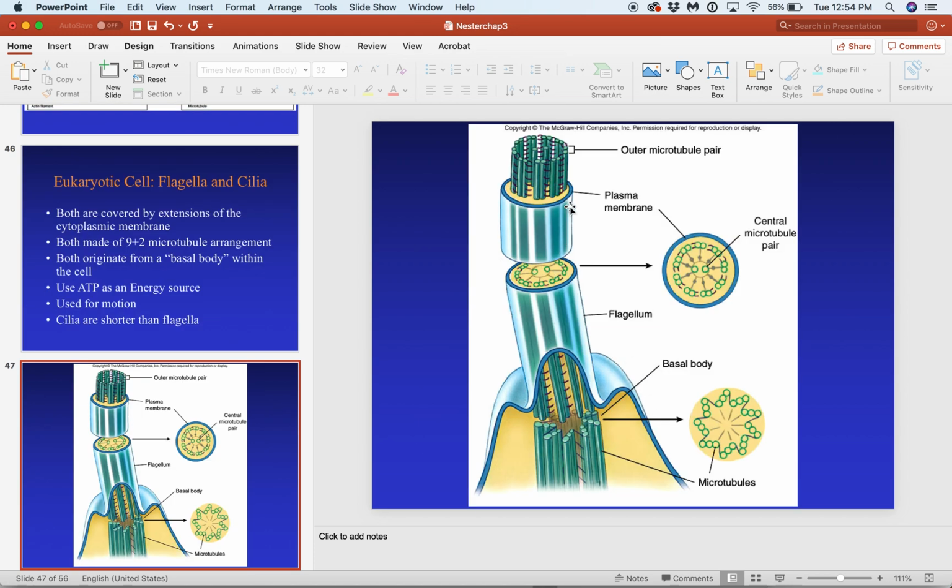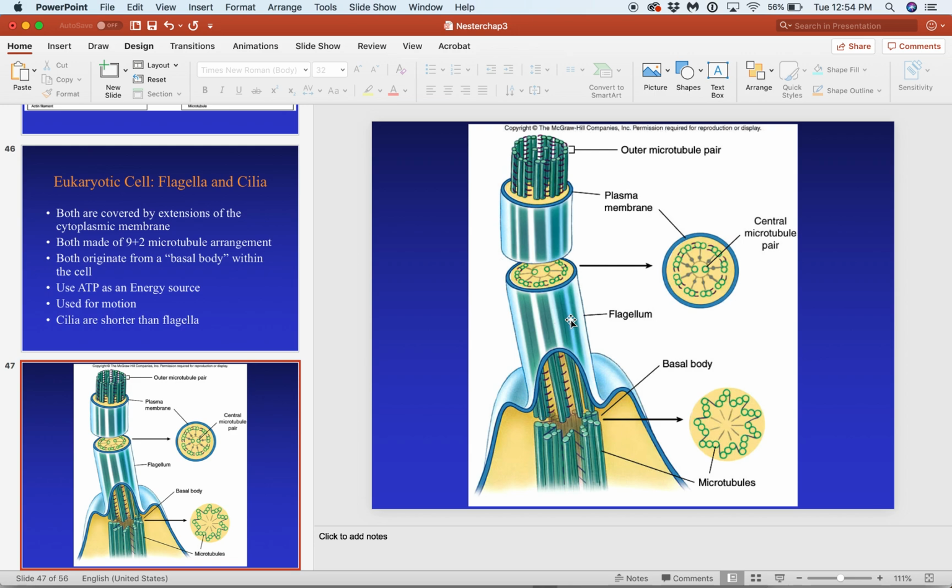They are both made out of protein in what's called a 9+2 arrangement of microtubules. Here we have 1, 2, 3, 4, 5, 6, 7, 8, 9 sets, and then 2 separate sets in the center. So that's called a 9+2 microtubule arrangement. But do you see this little covering here? That is actually the cell membrane covering a eukaryotic flagellum.